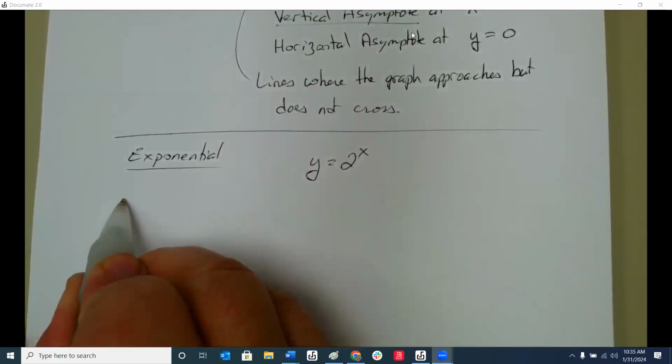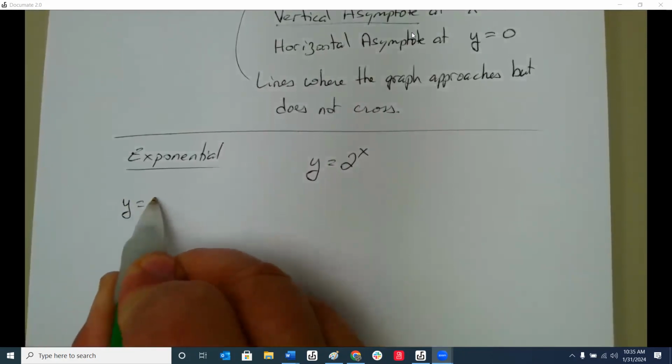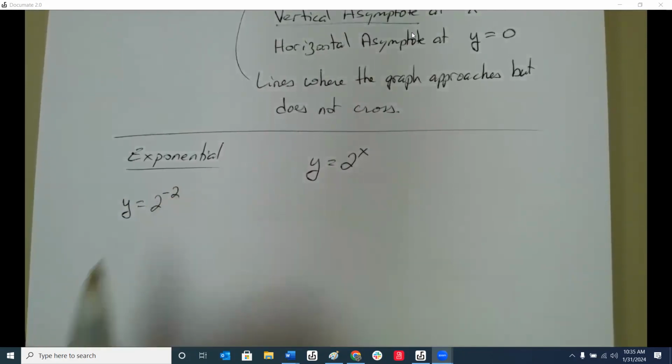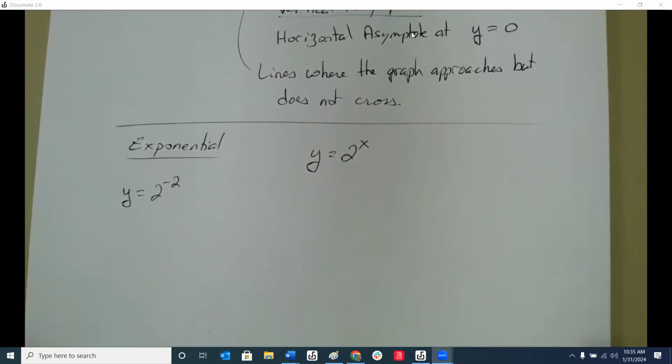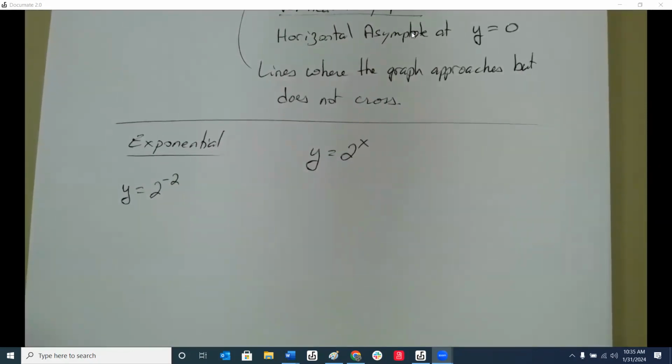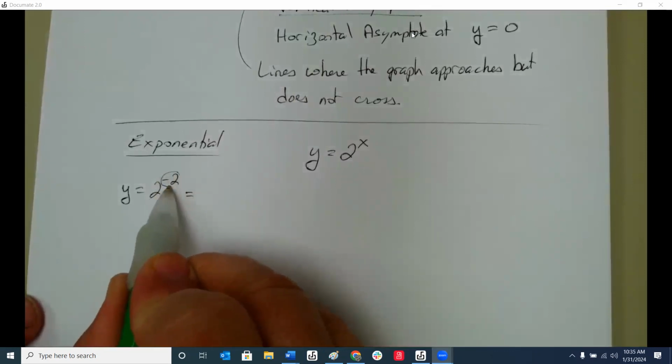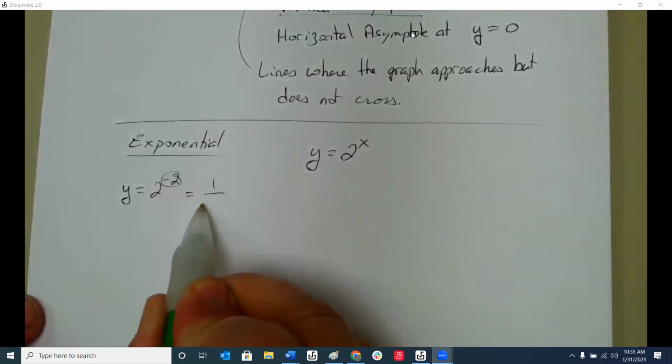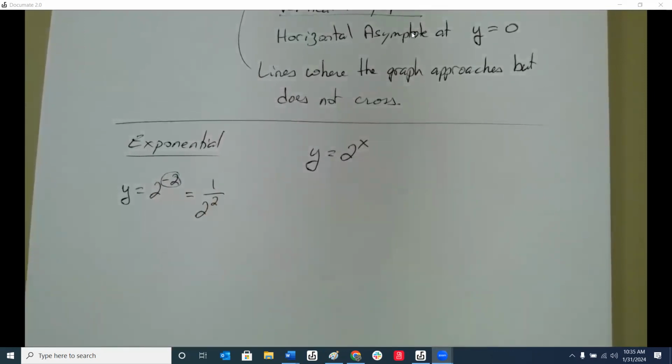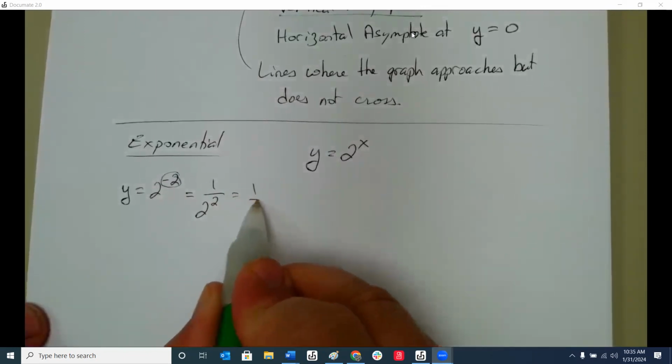More so, if I had 2 to the power negative 2, what do you think that equals? The negative exponent simply means change the location of that value. So it would be 1/4.